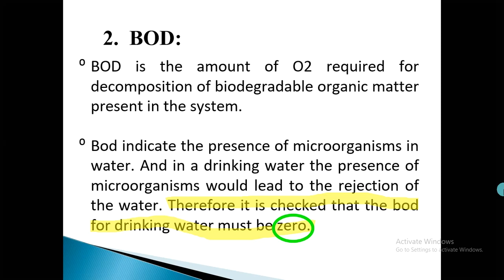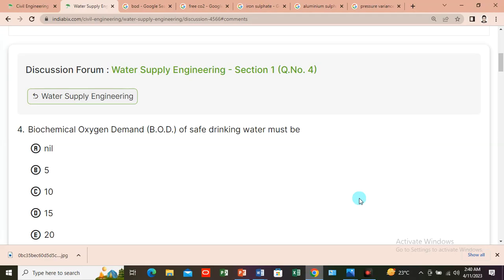All right. So the correct answer is: the biochemical oxygen demand of safe drinking water must be nil, because if we are talking about safe drinking water, then the BOD must be nil. It must be 0 always. That's for sure, right? Else, if there's another value like 5, 10, 15, 20, then it's not drinkable water. So that was a little more discussion about the BOD, then we move towards the next question.